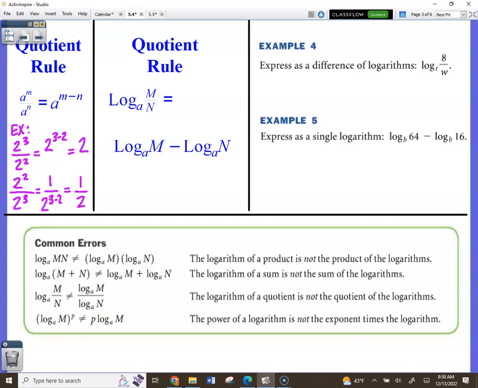Exponents and multiplying it to the front are related. And then now having a fraction and then expanding it to subtraction are related. Okay, so let's do our highlighter.